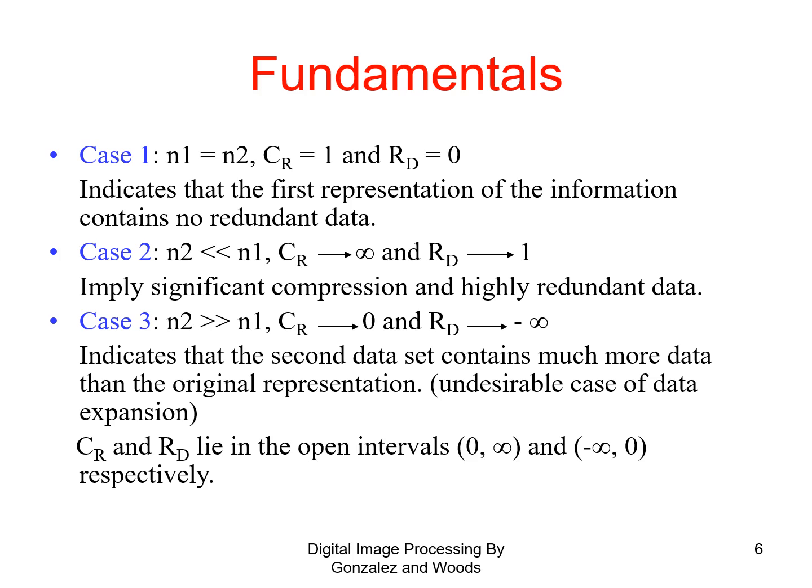In the other case, if n2 is much greater than n1, then the compression ratio will tend to 0, right? Because it is n1 upon n2, and n2 is very high compared to n1. Then Rd will tend to minus infinity. This indicates that the second data set contains much more data than the original representation. So this is the undesirable case of data expansion. CR and Rd, that is compression ratio and redundancy, lie in the open intervals from 0 to infinity and minus infinity to 0 respectively.